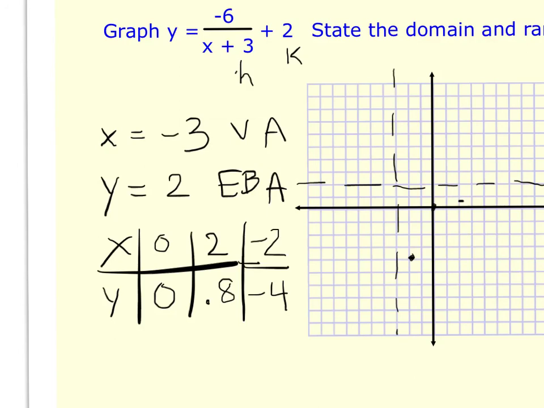So really, if I just test maybe negative 5, that's probably going to give me a good enough idea. If I put negative 5 in here, negative 5 plus 3 is negative 2. Negative 6 divided by negative 2 is 3. 3 plus 2 is 5. So negative 5, 5 is going to be a point, and then I know my branches are here and here. So again, the testing of points is tedious, but the key for this problem really is just catching the fact that it's an HK model, because other than that, it really should be quite easy.